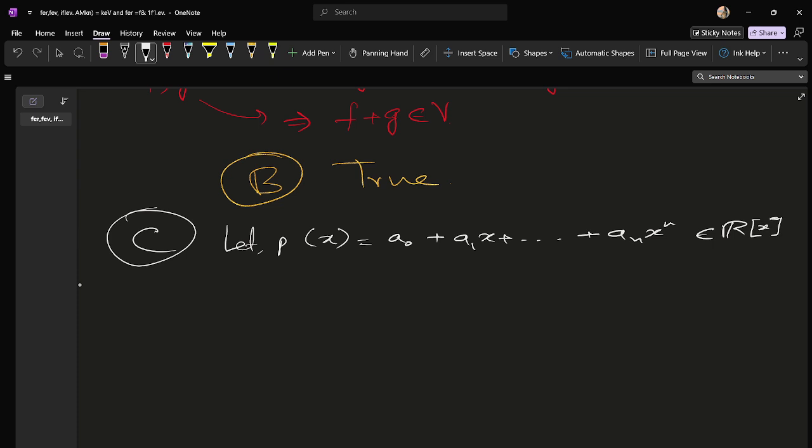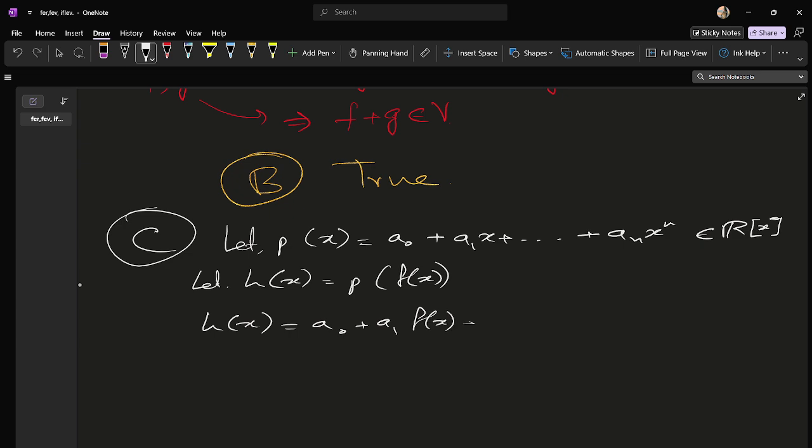Now let h of x be P of f of x. Then h of x will be a0 plus a1 f(x) plus dot dot dot plus an f(x) whole to the power n. We are just putting f(x) in the position of x.